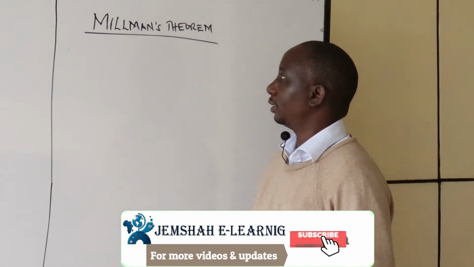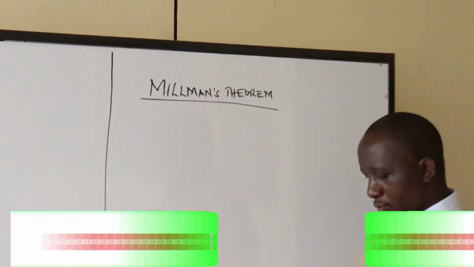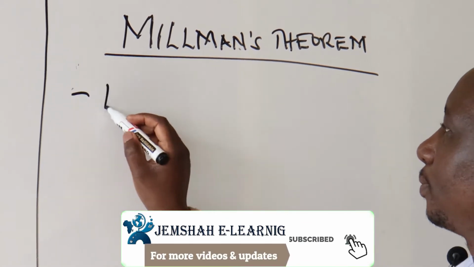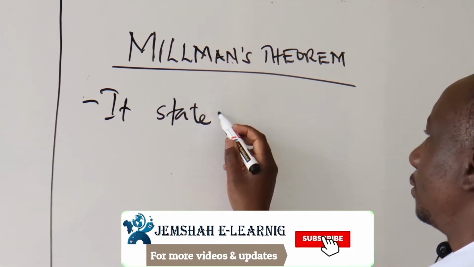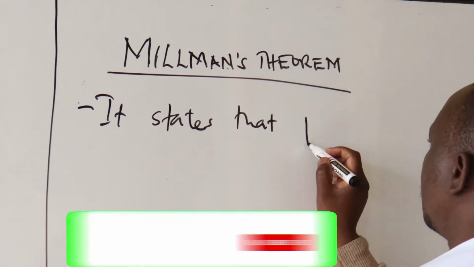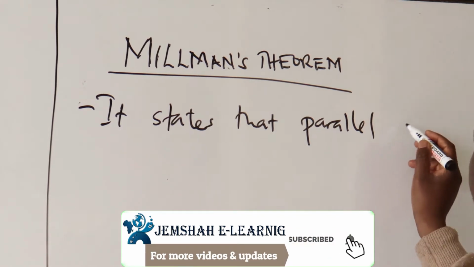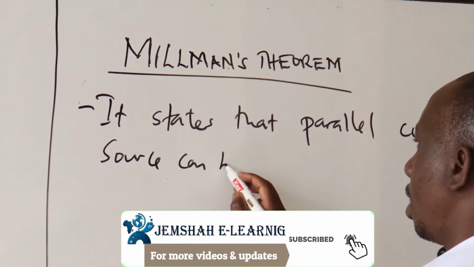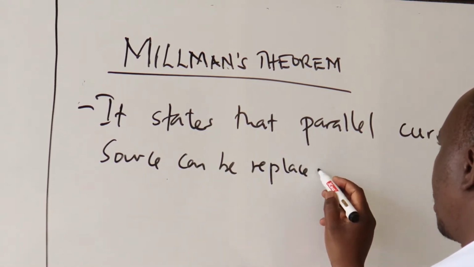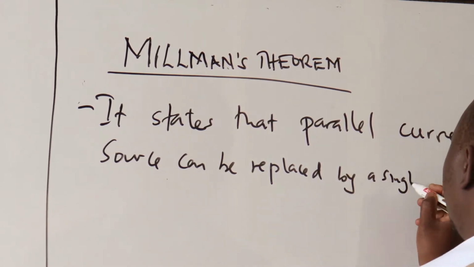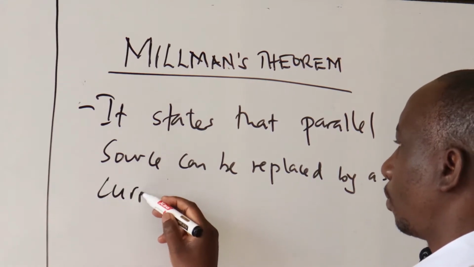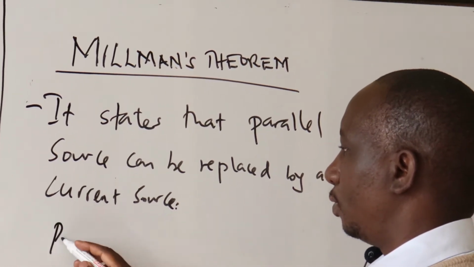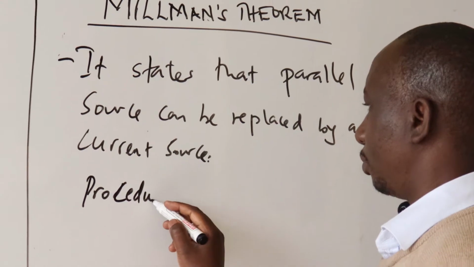So let us proceed and start on Millman's theorem. This is another theorem. As it is, the first thing is to state what the theorem says. It states that parallel current sources can be replaced by a single current source. So from there we see the procedure.